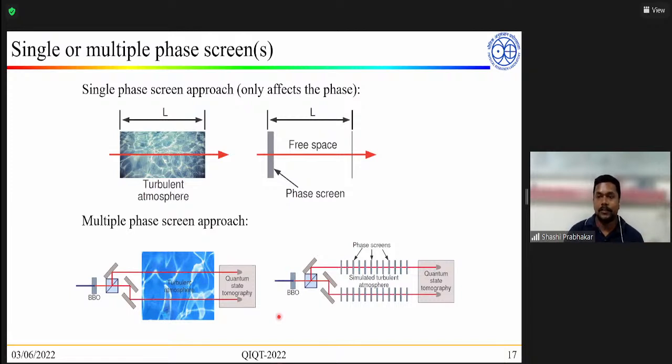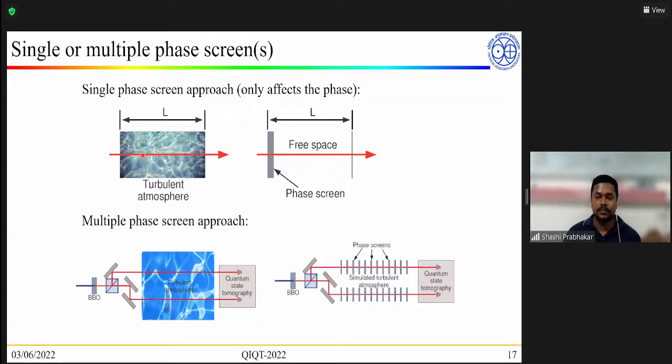So what one can do is, there are two approximations people can work on. First is the single phase screen approximation, which gives you the equivalent turbulence, you take one phase screen, and just one, which gives you the same output. Because in lab you can do this with the SLM, and we cannot have infinite SLMs.